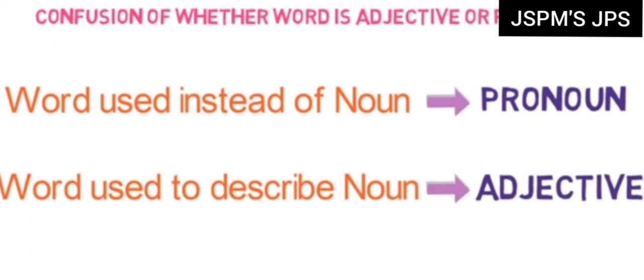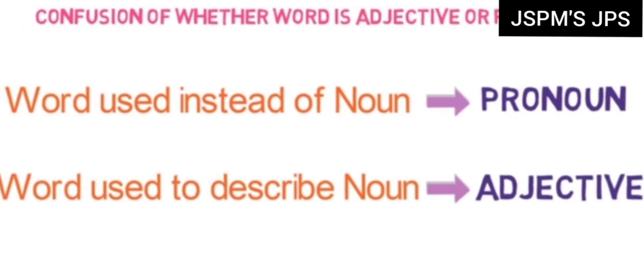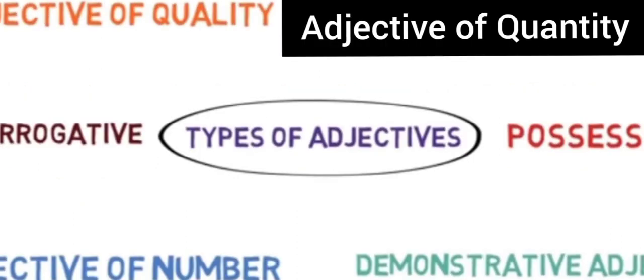Remember these two points. A word used instead of a noun, in place of a noun, when we replace the noun, it's a pronoun, and a word we use to describe a noun is an adjective. Okay, so the next kind of adjective given in your textbook is the adjective of quantity, the words used to describe the quantity of a thing.